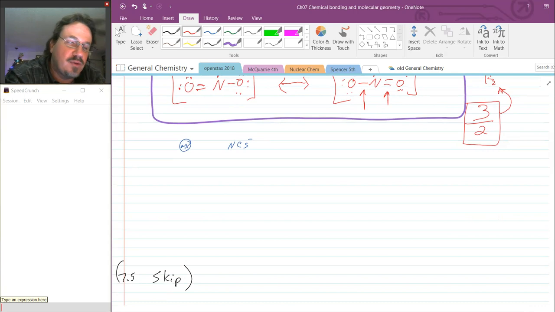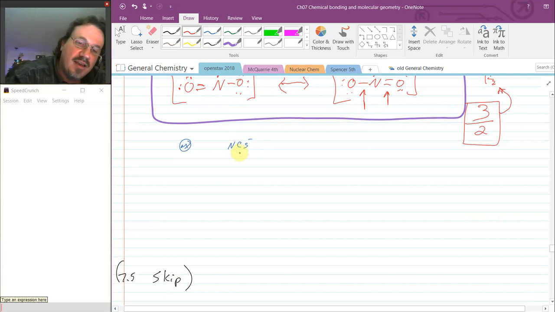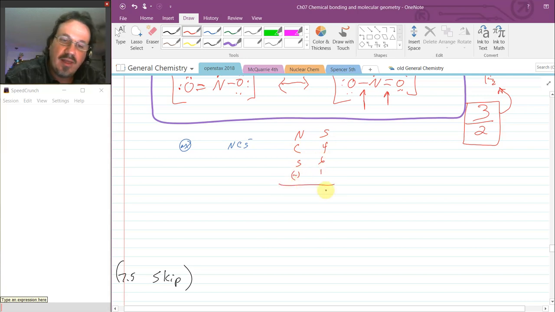Let's do one last example here of resonance and Lewis electron dots and all this. NCS minus. All right, here we go. Nitrogen has 5, carbon has 4, sulfur has 6. My negative charge is an additional 1. That adds up to 16 electrons. All right, a nitrogen, a carbon, and a sulfur.